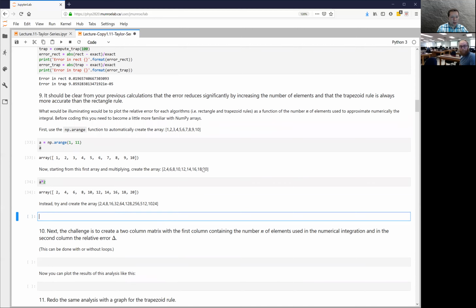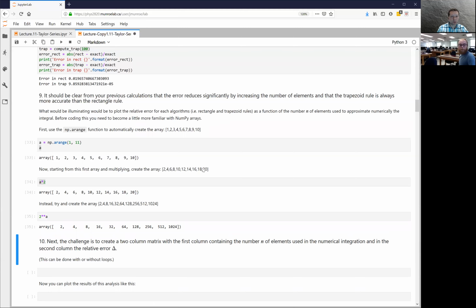And I'll let you try a couple of approaches and see if you can come up with something. It's a one-liner. And the idea here is what we're doing is we're taking 2 to the power of that array. So this is a nice way of generating a sequence like this.